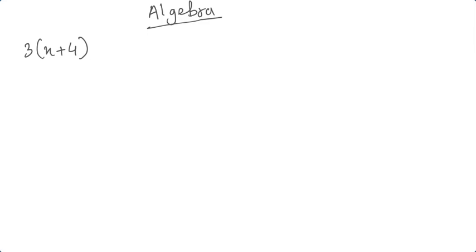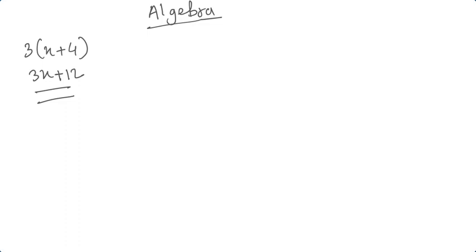This means 3 times x is 3x, and in front of 3 we have to understand there is a plus sign, and also in front of the 4 there's a plus sign. So plus times plus is plus, and 3 times 4 is 12. So this is the simple example of expanding a bracket.